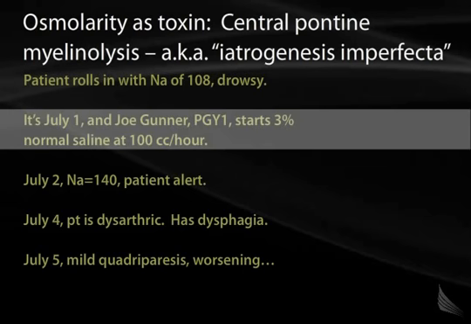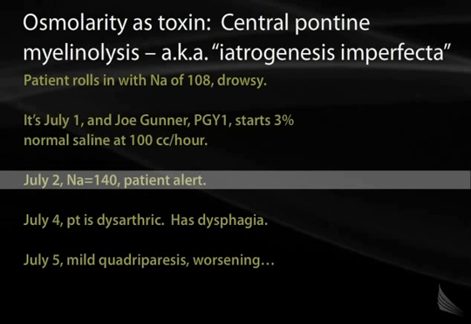It's July 1st, and Joe Gunner, PGY1, on the first day of his residency, starts 3% normal saline at 100 cc's per hour in an attempt to elevate this patient's sodium. On July 2nd, the patient's sodium has risen to 140, which is normal, and the patient is alert.